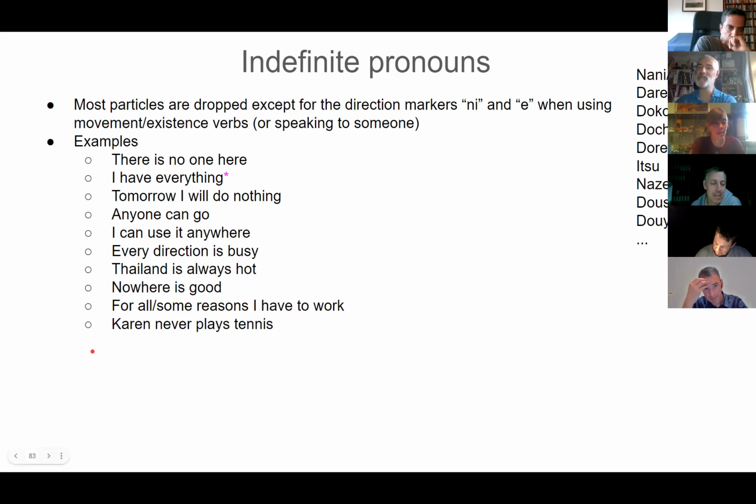And Martin, Karen never plays tennis. Karan-san, mo tennis shimasen. Can you say one more time? Karan-san, mo tennis shimasen. That means even Karen doesn't play tennis. But how do you say she never, not at any time, does she play tennis? Karan-san, zettai tennis shimasen. Good. Yeah, you can absolutely do it this way. How would you use itsu in this though?